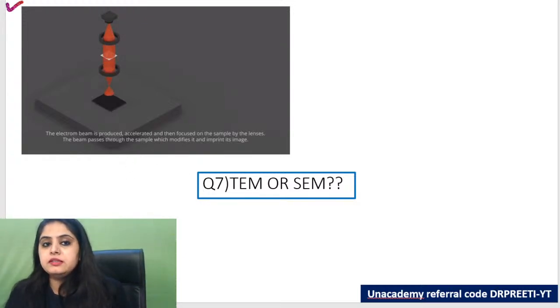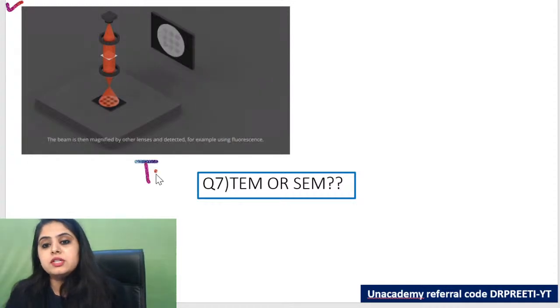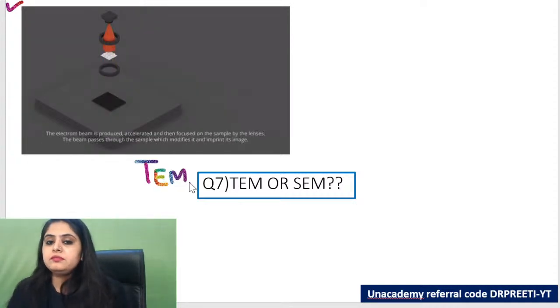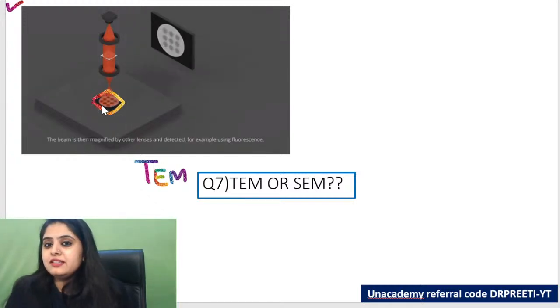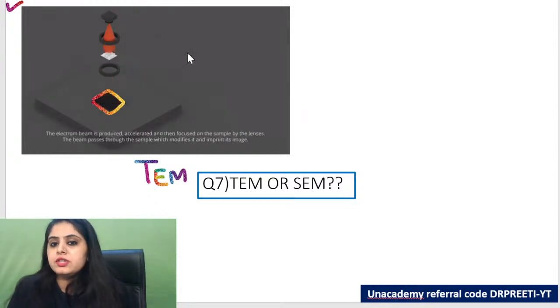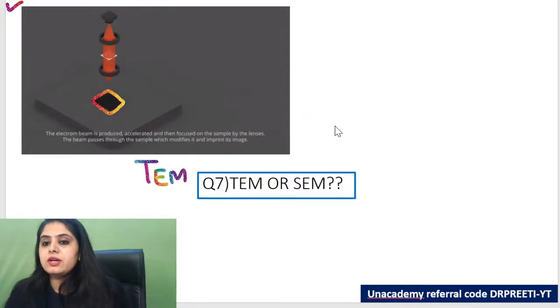This must be transmission electron microscopy. Whatever sample is there, when the electrons fall on it, whatever is inside the sample, the internal structure, I could see it. This is TEM. Okay. Now I look at the other one.